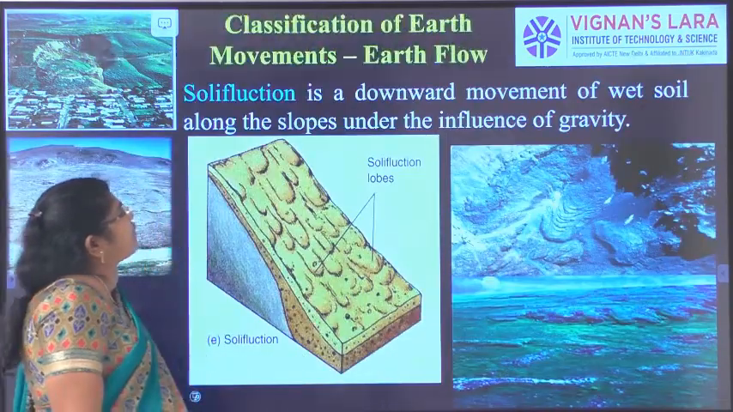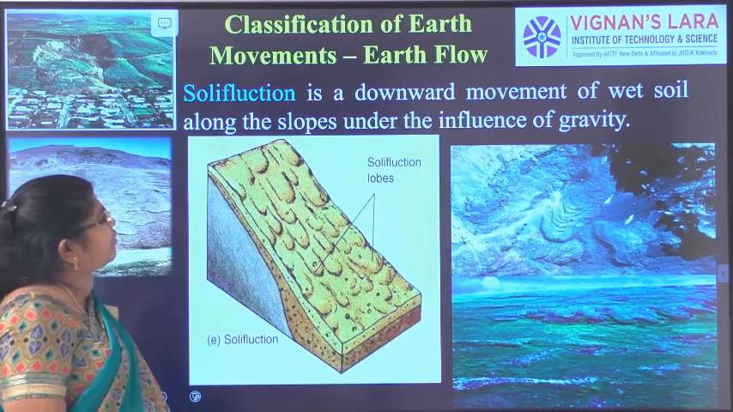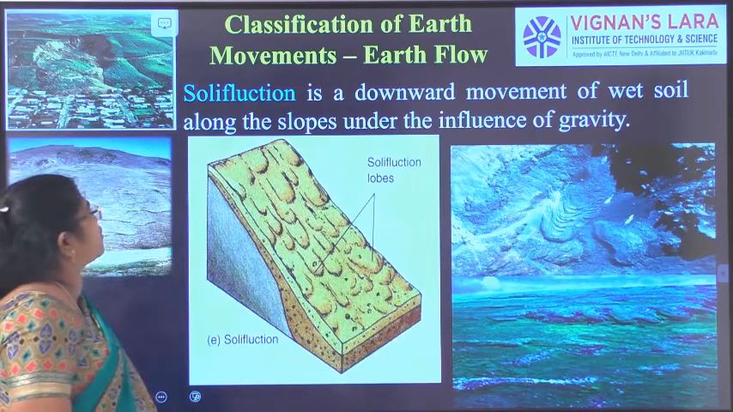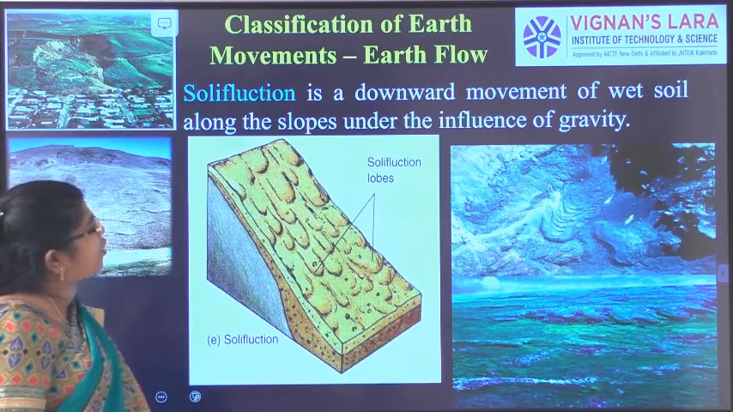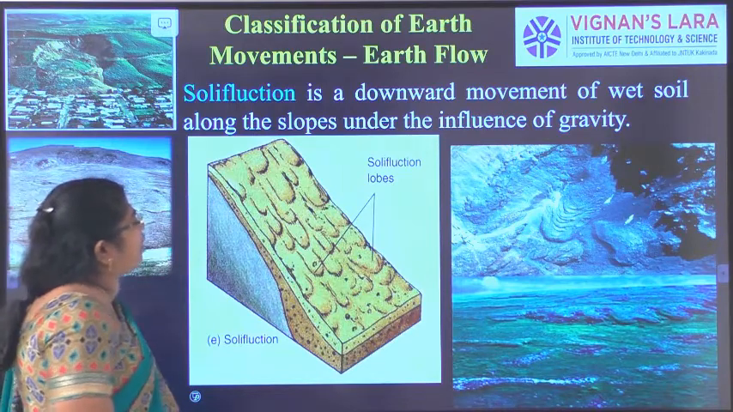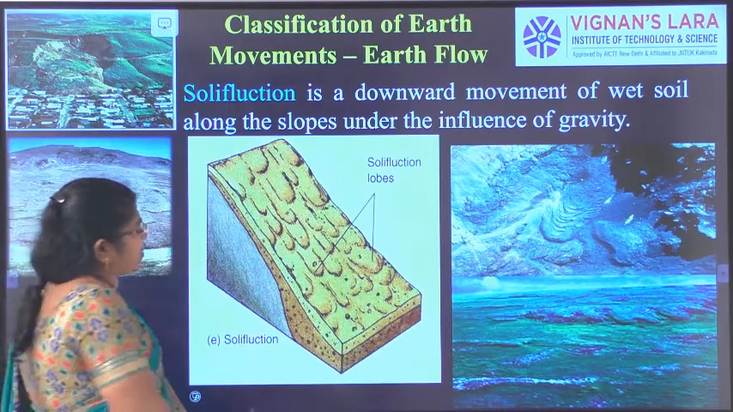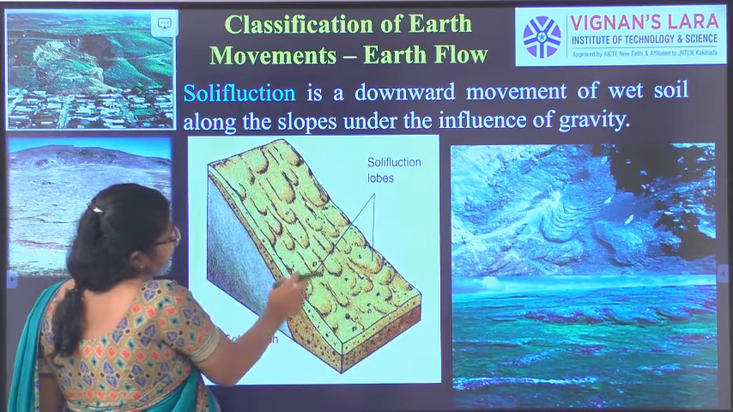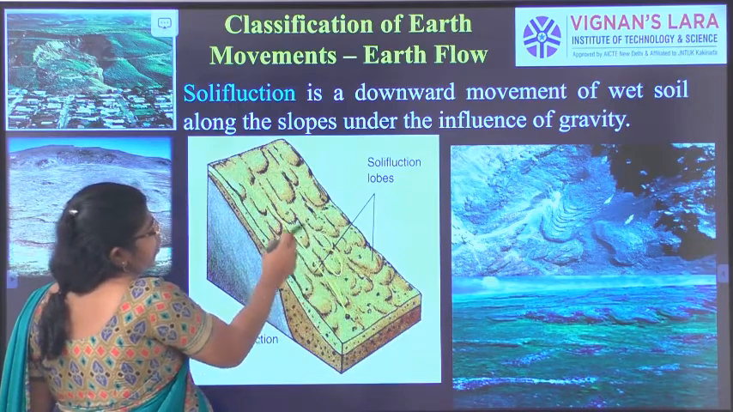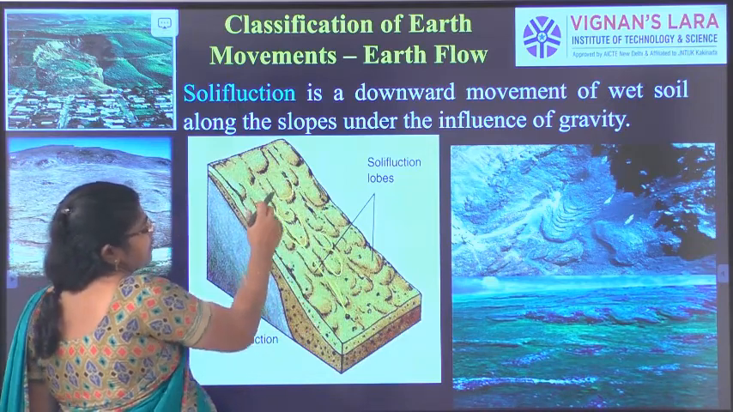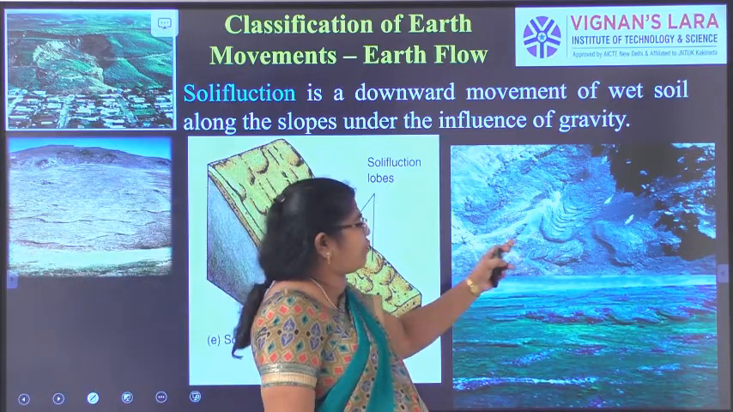Okay. So the next one we will see is the earth flow. Number one, it is solifluction. It is a downward movement of wet soil along the slope under the influence of gravity. You can see that due to gravity, there will be a flow of the mass of the earth. We call it solifluction.